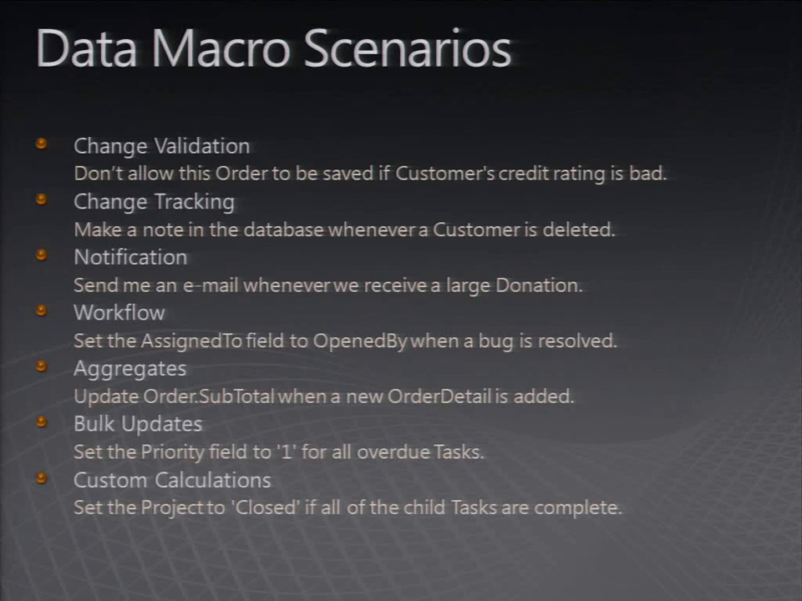A couple of the scenarios we see are things like change validation: don't allow this order to be saved if the customer credit is bad. Change tracking: make a note in the database whenever a customer is deleted, so you can track that in a log. Notification: if someone makes a big donation, I want to send an email to a certain person so they can take some action on that. Workflow: set the assigned to field to open when a bug is resolved. So you can do some tricks there.